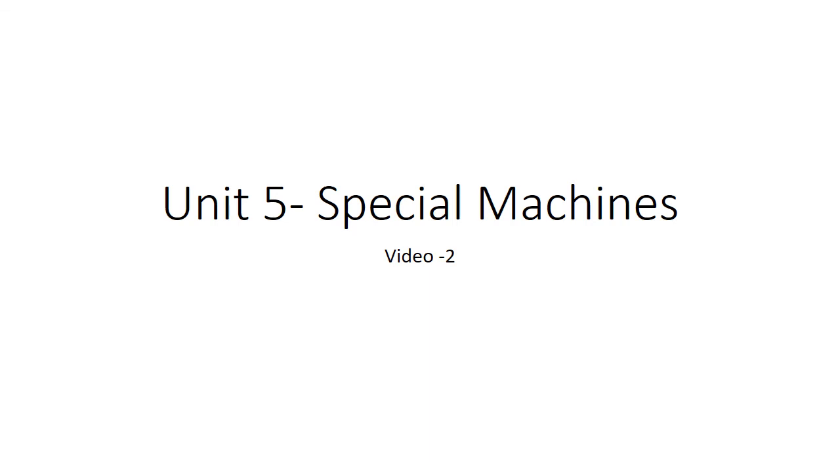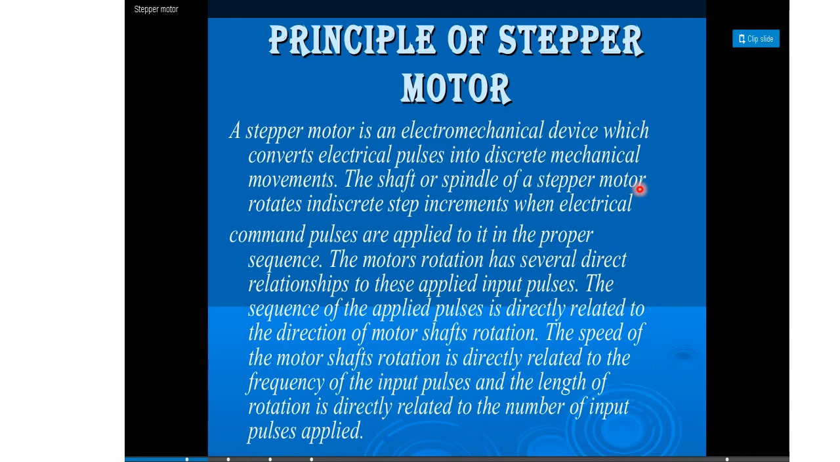Special machines. In this topic we are going to see the stepper motor, servo motor, and AC servo motor. A stepper motor basically converts an electrical pulse into mechanical movement. Whenever you give a pulse, it is converted into a shaft movement. If the shaft is connected to any load that you would like to rotate through a particular angle, in such a case your stepper motor can be used.